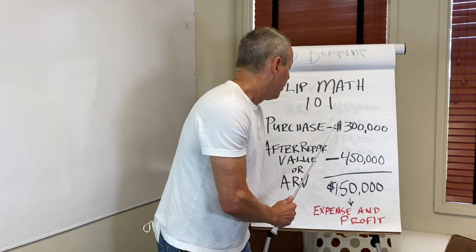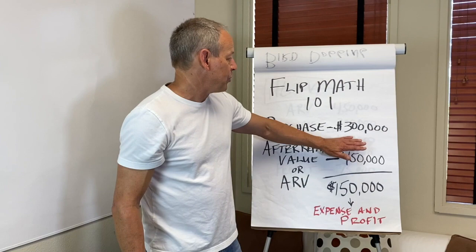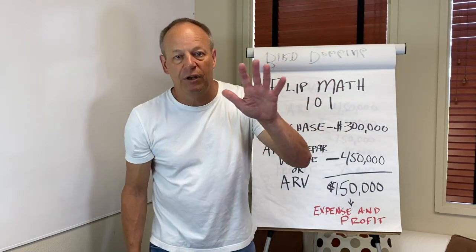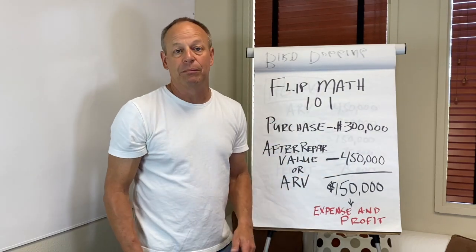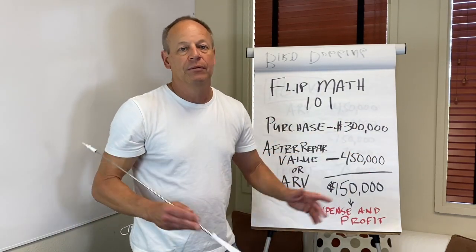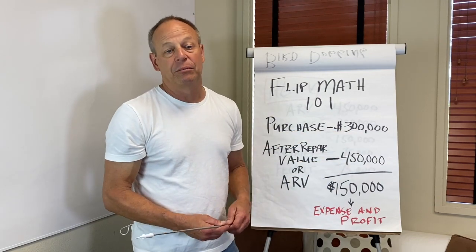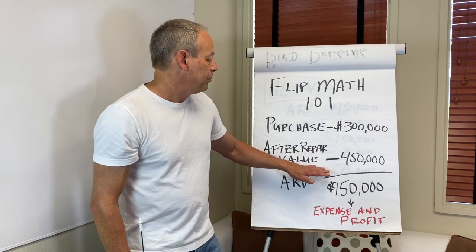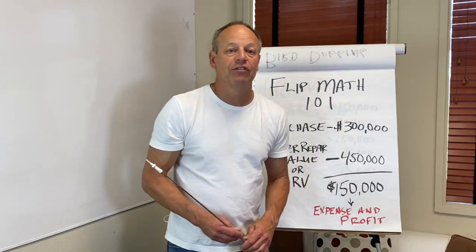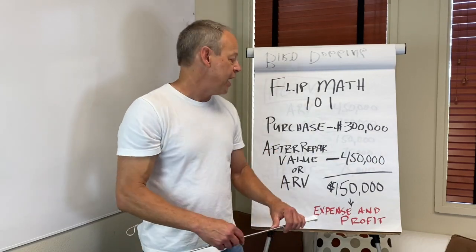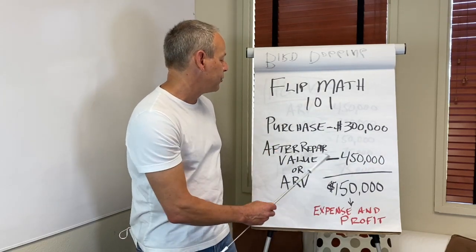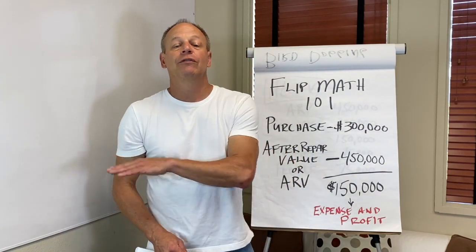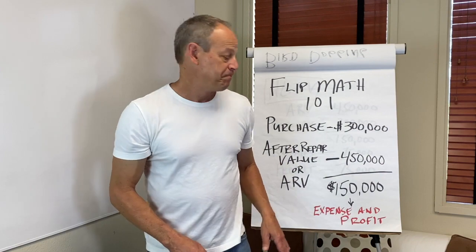All right, so let's assume we're buying this crappy house for $300,000. Now, if you're in a different part of the country where $300,000 would buy you a really, really nice house, great. Where I'm at, $300,000 doesn't buy much just because of the California economy. Let's assume that we have a $450,000 ARV. ARV stands for after repair value. That is what that house is going to be worth after you've done all your repairs and you put it on the market. All right?